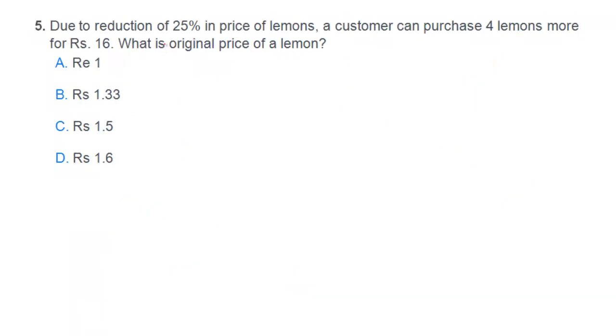Let's take the next question that says, due to a reduction of 25% in the price of lemons, a customer can purchase 4 lemons more for rupees 16. What is the original price of a lemon? In order to solve this question, first we should know that expenditure on lemons is equal to price per lemon multiplied by its consumption, that means the number of lemons.